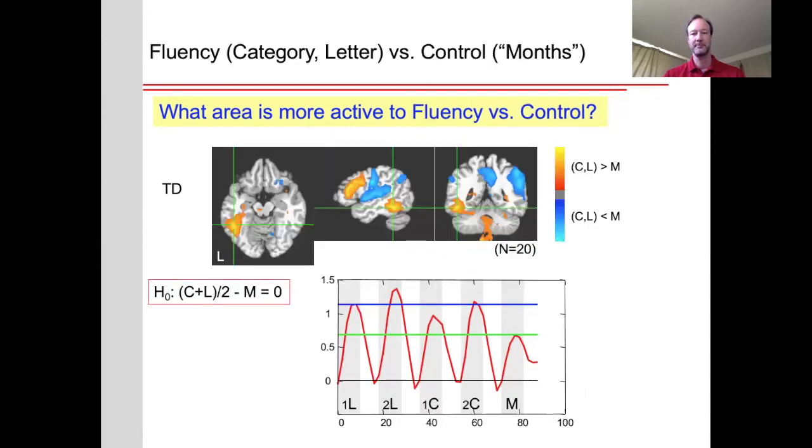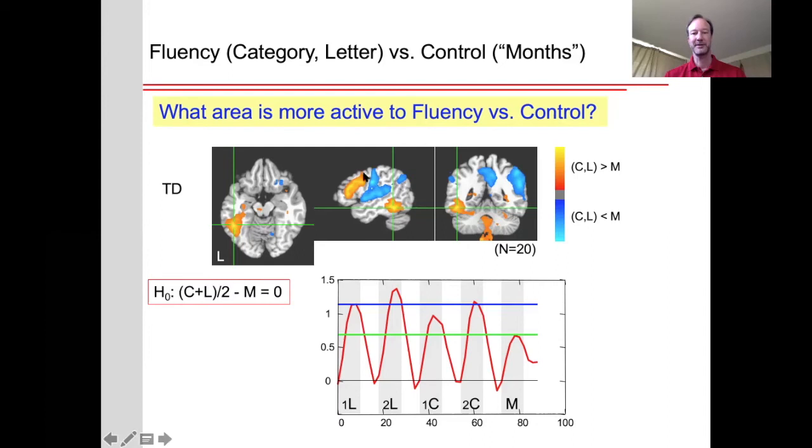Next, we could be interested in, on average, what is the difference between all of these different fluency conditions, that is the category and letter regardless of switching, versus the months control condition. In this case, our null hypothesis is that the average of these category and letter fluency conditions is not significantly different from the months, that is, that the difference between the two is equal to 0. And we can reject that null hypothesis in the colored areas below, where the red areas indicate regions where the category and letter fluency amplitudes are greater than the amplitude of the activation during the months condition, and the blue indicating areas where the activation is greater in the months condition.